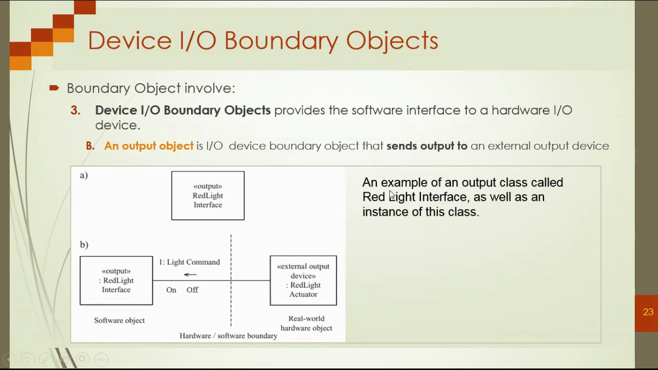The output is used to send out to an external device. An example of an output object is the red light interface object. Here the red light object is used to send an on or off command to the external device.